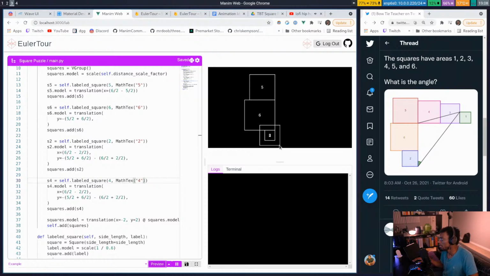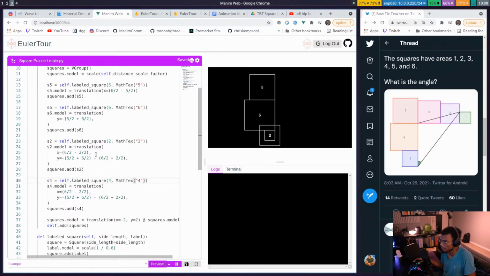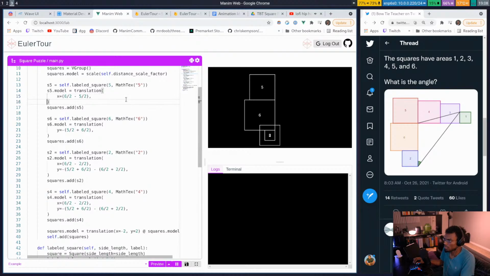Now, one thing, there should be a way. Well, maybe that wouldn't be that helpful. I was thinking there should be a way to just take the translation from another square, which there is. But there's a chance that wouldn't be that helpful anyway. So here I'm just going to take the translation from S5 in this case, and just copy it and then add to that.